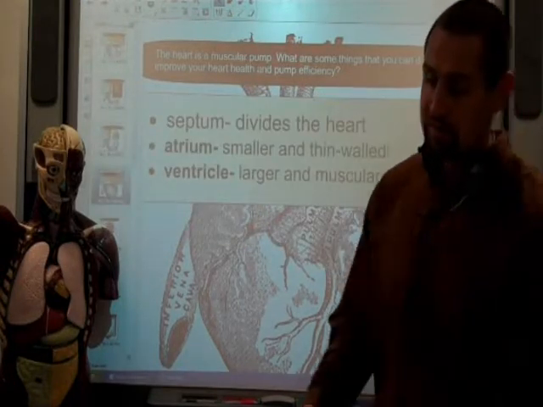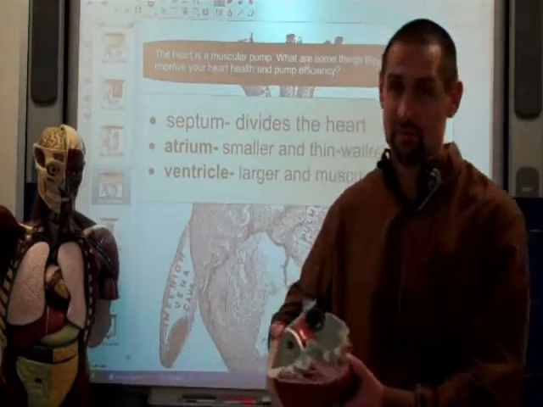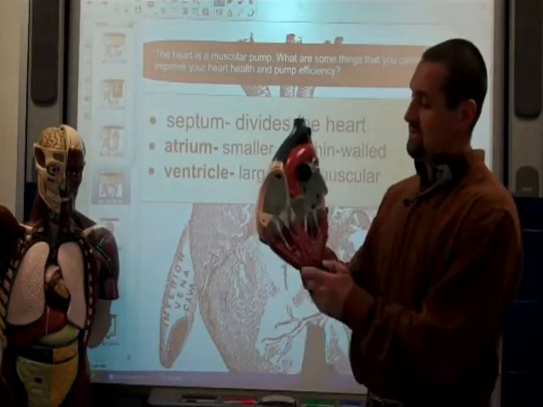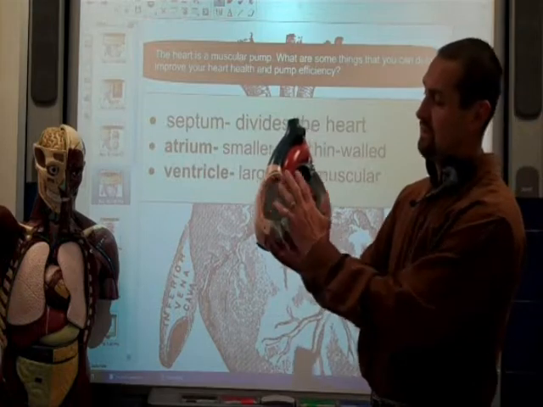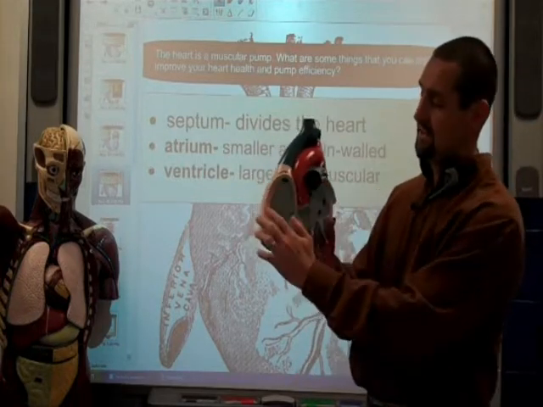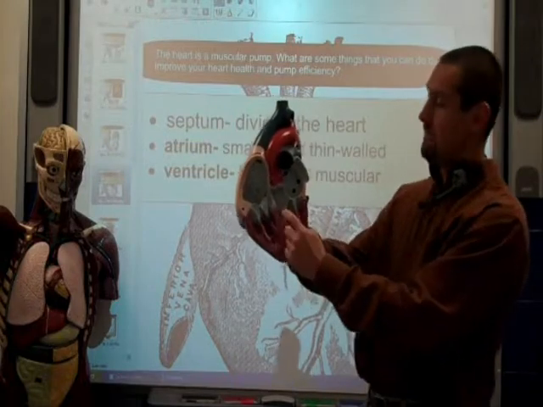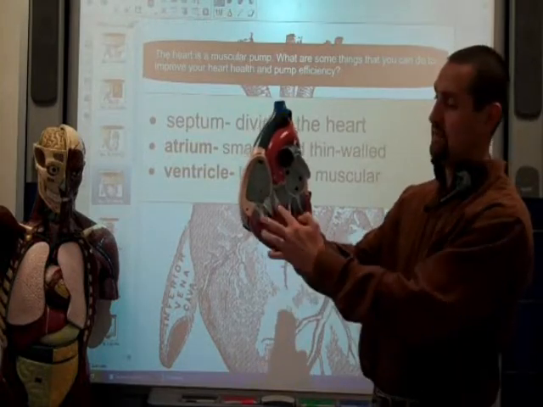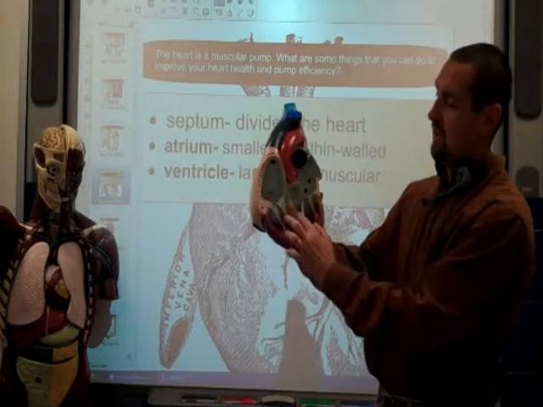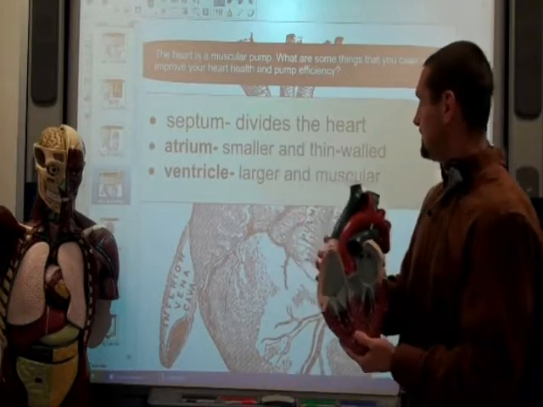Now, the heart's divided into several different sections or segments or parts. So you can see we have a left and right side of the heart. We have an upper and lower side of the heart, atrium and ventricle sides. And we have this septum right here dividing the ventricles, the left and right ventricles.